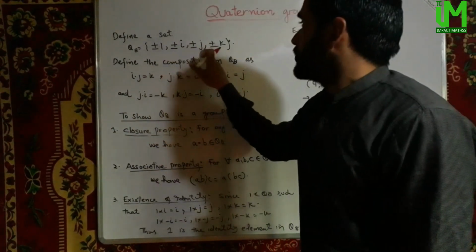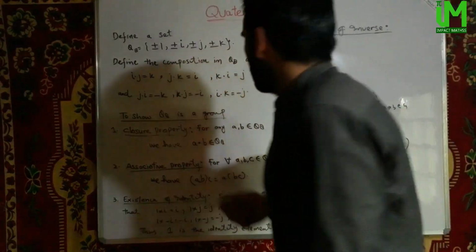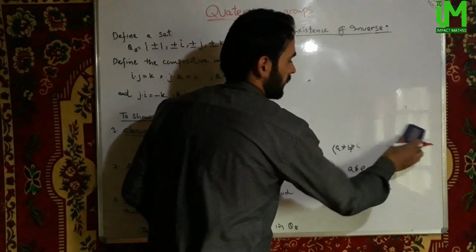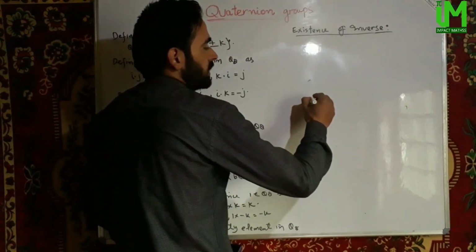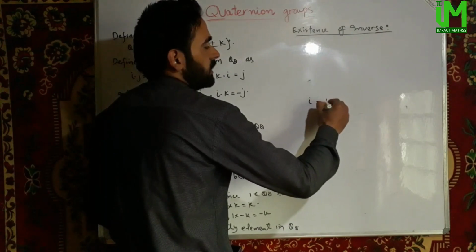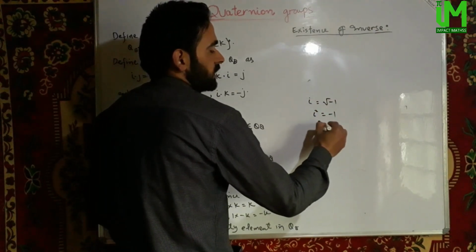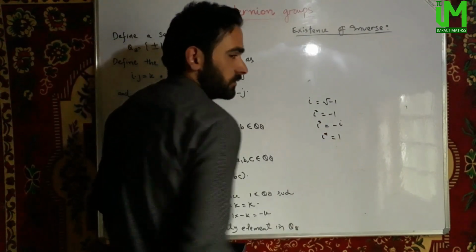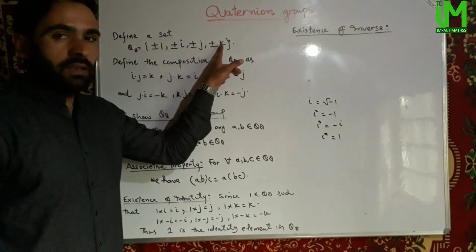Now these i, j and k, they behave as complex numbers. Say we know for complex numbers we have iota is equal to under root of minus 1, iota square is equal to minus 1, iota cube is equal to minus iota, and iota raised to power 4 is equal to 1. And a similar procedure occurs for j and k.